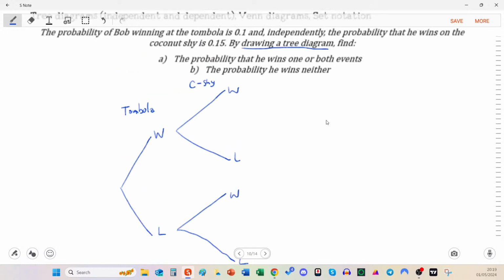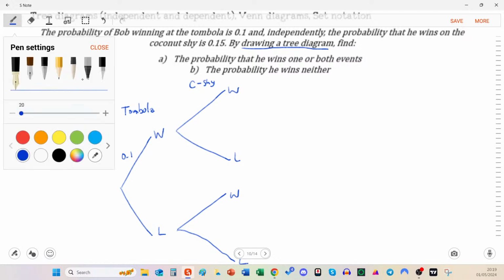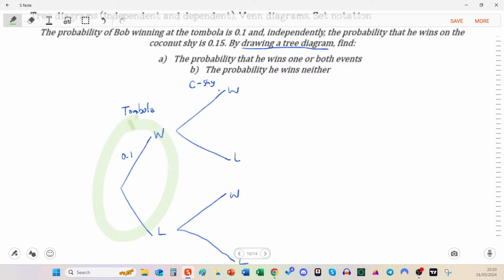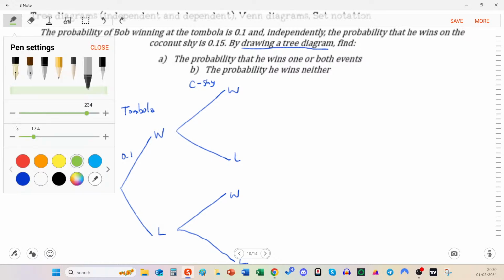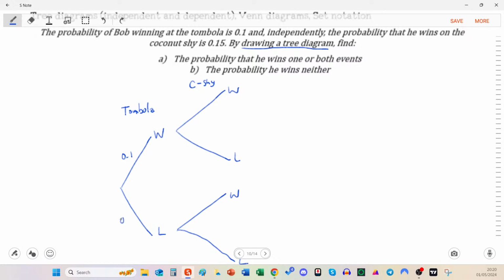Okay, so there's a couple of ways of doing it. You could have written these on the branch, but I tend to put the numbers on the branch. So the probability of winning at the tombola is 0.1, and all of the probabilities in one event have to add up to 1. So there are 3 sections here that need to add up to 1. That's these two, and these two. Okay, so if we know 1, we know the other because it has to add up to 1, right? So this must be 0.9, like so.